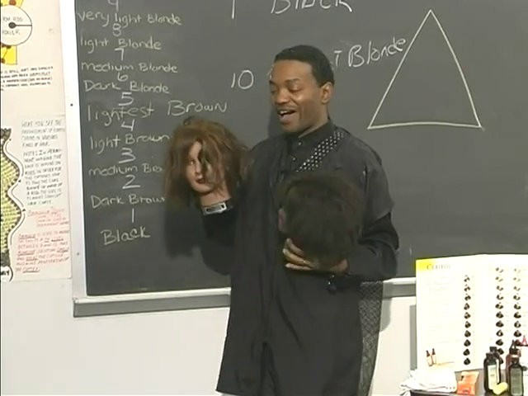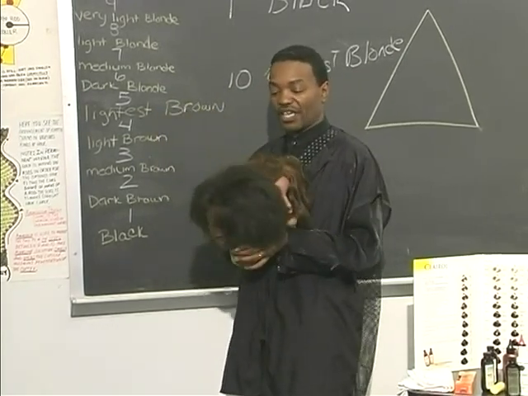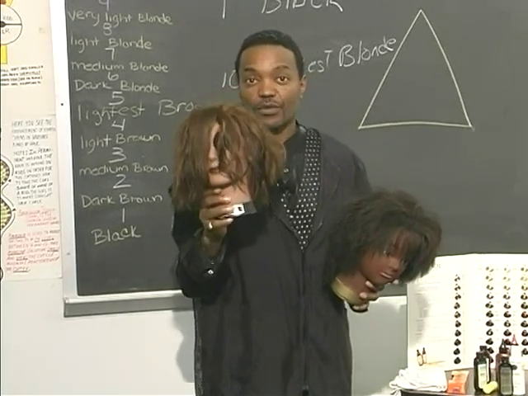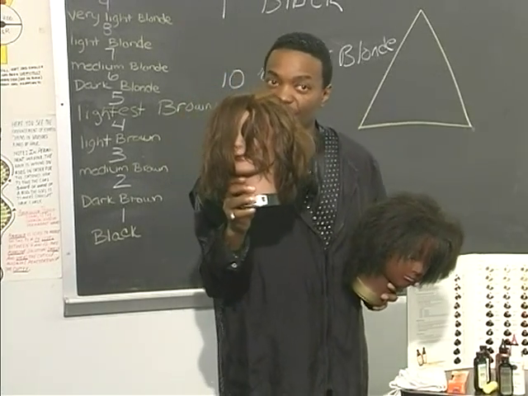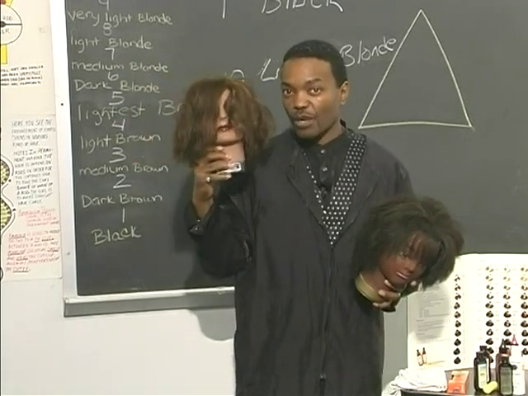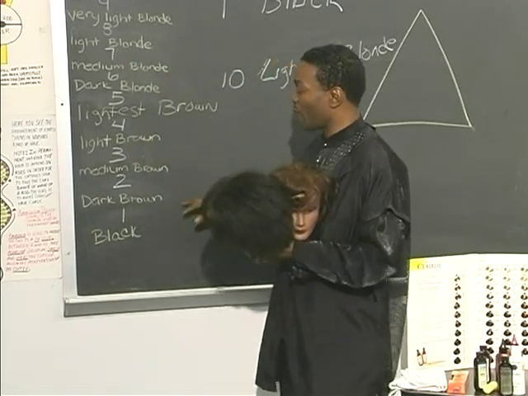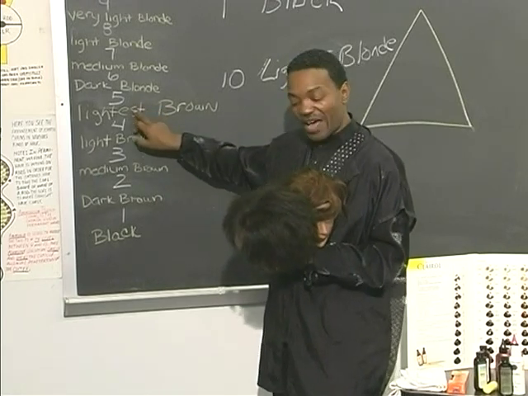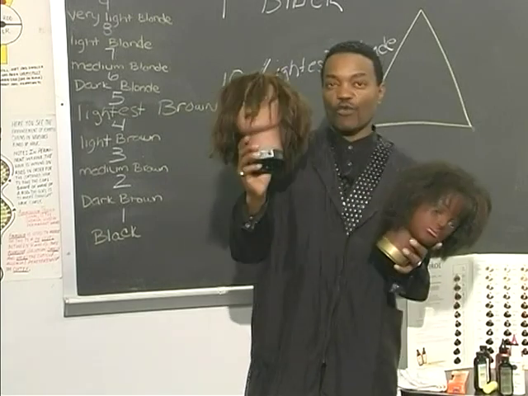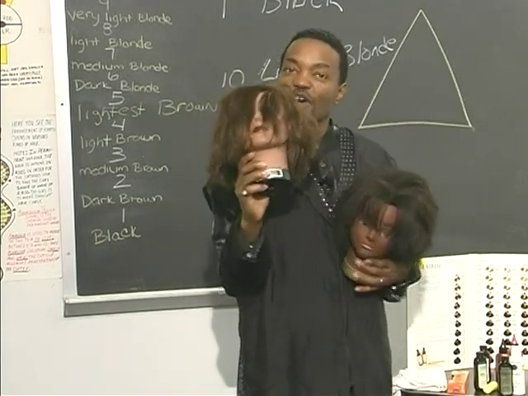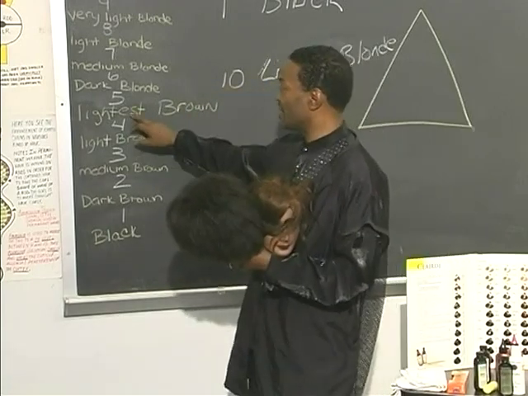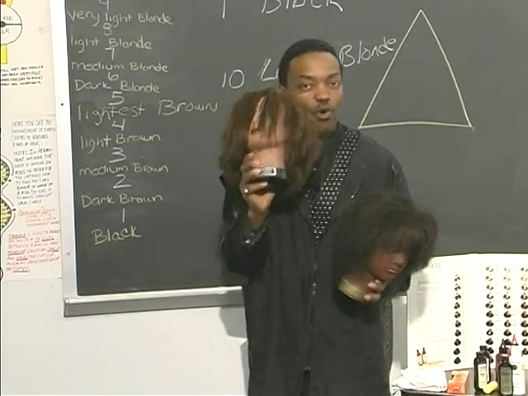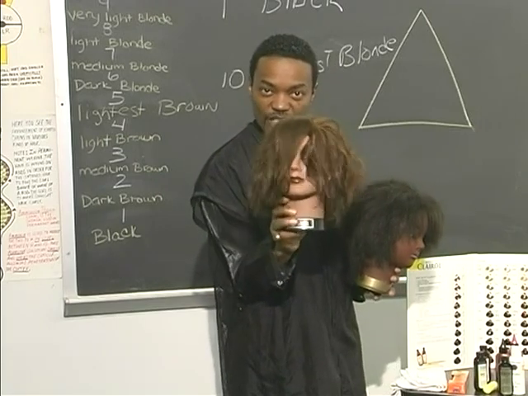She would be classified, this lady right here, as a light reddish brown. You see, she's a light reddish brown. What level is light brown? Light brown is a level 4, or the lightest brown is a level 5. So she is between a level 4 and 5, and she's closer to a level 5. So she is a lightest, or light brown with red tones coming from her hair.